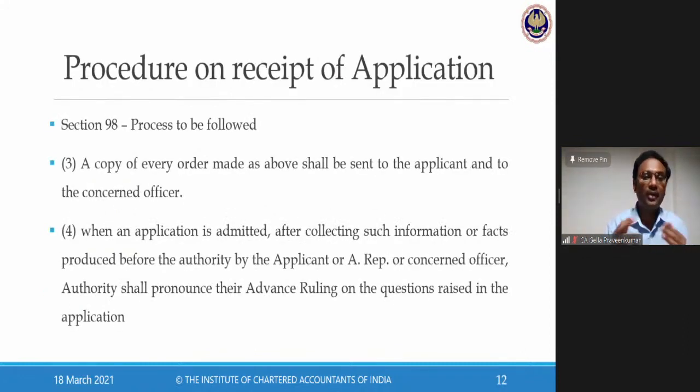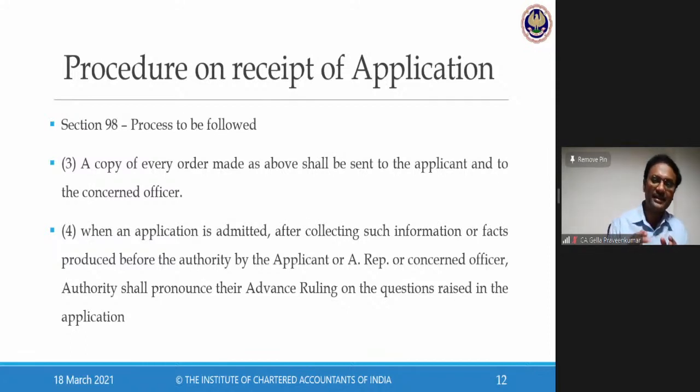So what if my application is not rejected? Then they will hear the matter and they will give their opinion. They'll give an order in that particular matter. When the application is admitted, after collecting all relevant facts etc., they'll give an opportunity of representation.